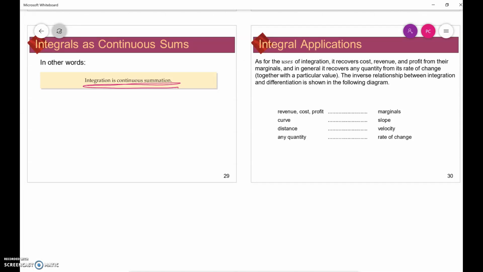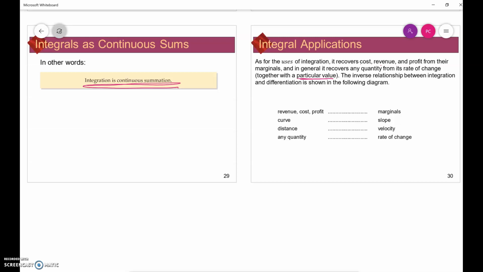And as for the uses of integration, it's going to recover cost, revenue, and profit from their marginals. And in general, it's going to recover any quantity from its rate of change, together with a particular value. And remember that particular value is going to give you that c, that arbitrary constant. The inverse relationship between integration and differentiation is shown below in the following diagram.